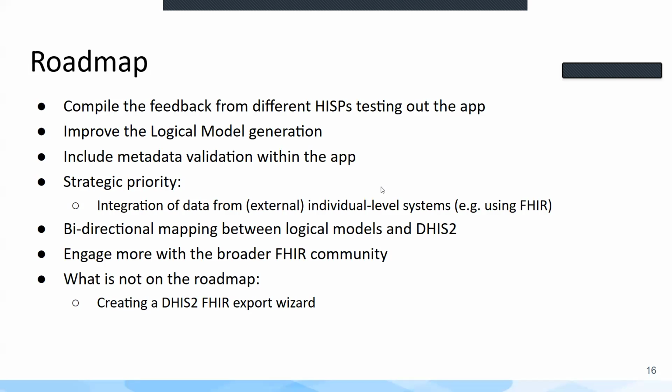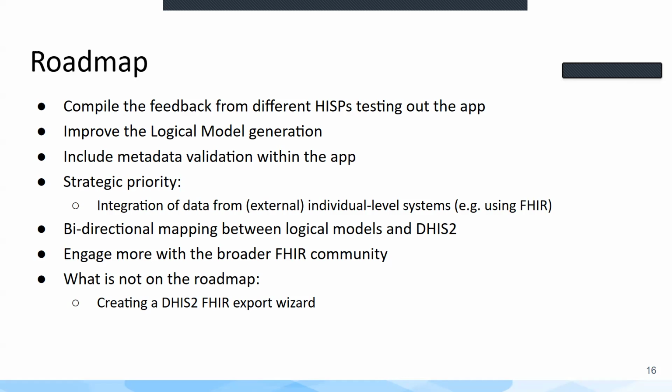So some of the things that are on the immediate roadmap is to compile all of the feedback from the different HISPs testing out the app. We still have a couple more HISPs, I think, that still need to actually do the tests. And then based on all of the feedback, we have to improve the actual logical model generation. For now, the logical models are quite simple. We would very much like to add a bit more metadata to it, like the ID and so on, and also to include metadata validation within the app, such that you don't have to download the entire IG and run everything before being able to see, I have a double space between two elements in my code.